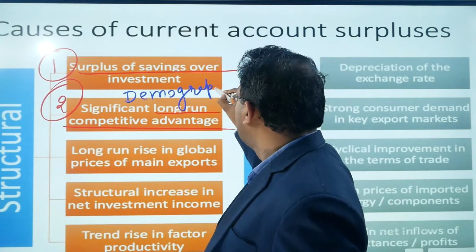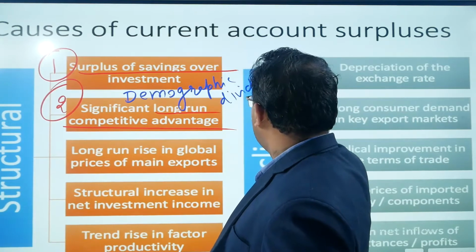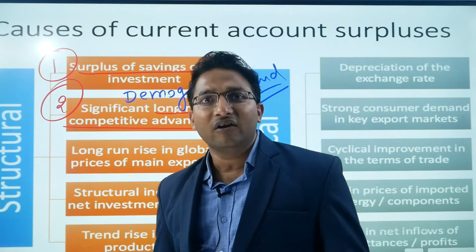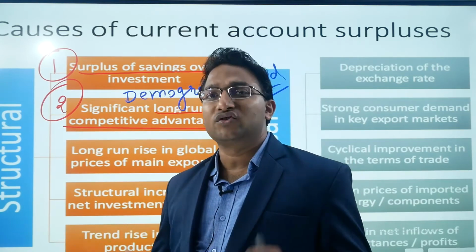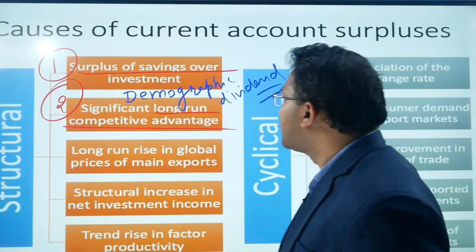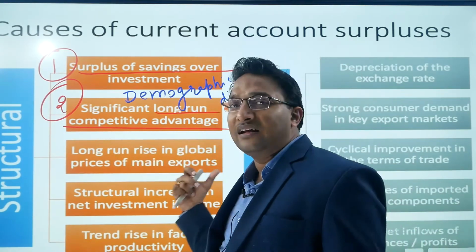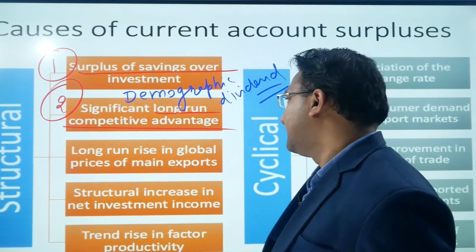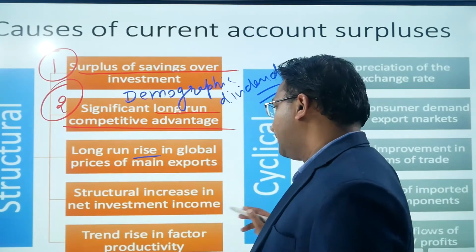demographic dividend. So we have an advantage in the form of demographic dividend. Our working age population is increasing and dependent population is decreasing, right? So this demographic dividend can provide us long run competitive advantage as compared to other countries like Japan, China and other countries. Long run rise in the global prices of main exports.